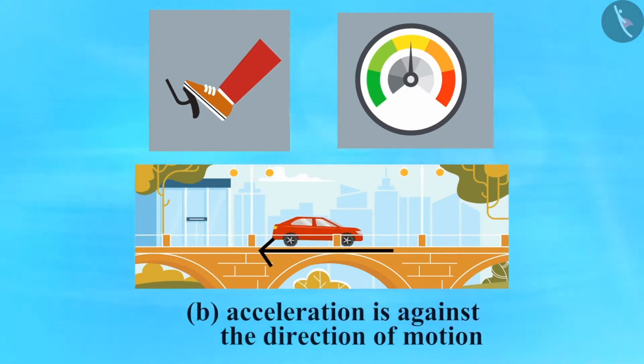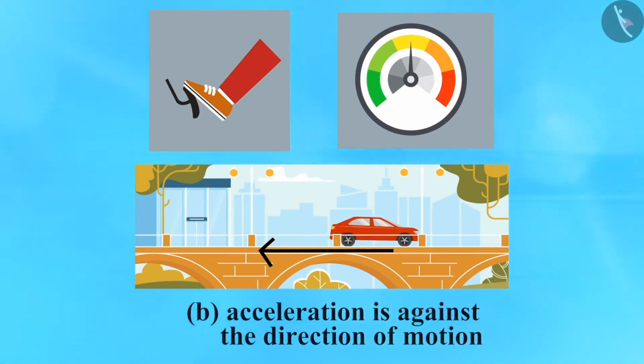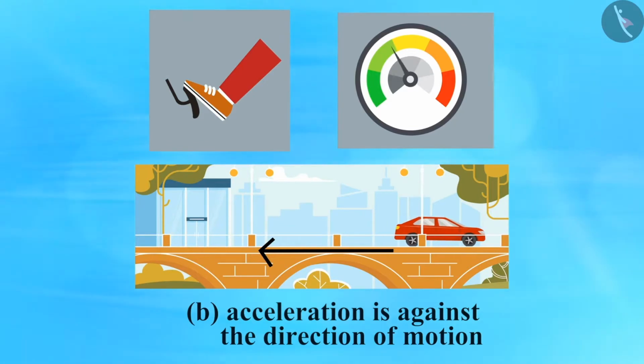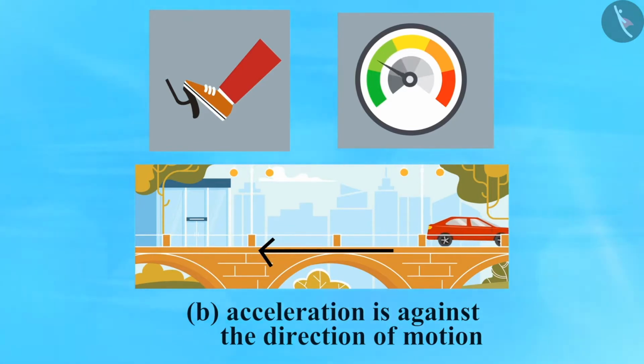B. Acceleration is against the direction of motion. Let's observe a moving car. The driver applies the brake and the car slows down. Although the car's direction of motion is towards the right, the acceleration is applied in the opposite direction. Here, we can say that the acceleration is negative.